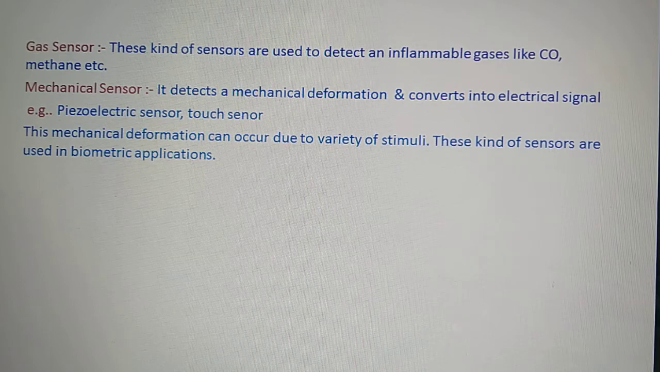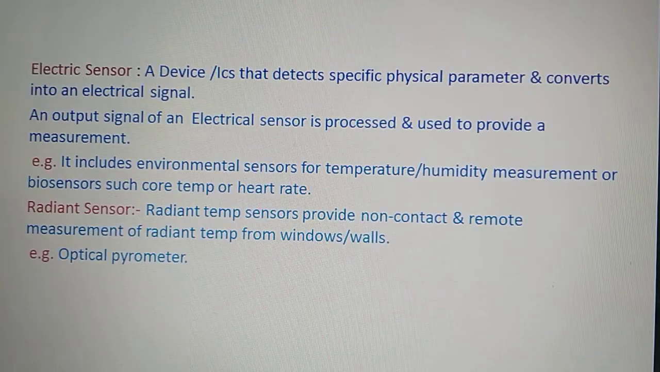Mechanical sensor. Mechanical kinds of sensors detect mechanical deformation and convert it into an electrical signal. For example, piezoelectric sensor, touch sensor. This mechanical deformation can occur due to a variety of stimuli. These kinds of sensors are used in biometric applications.